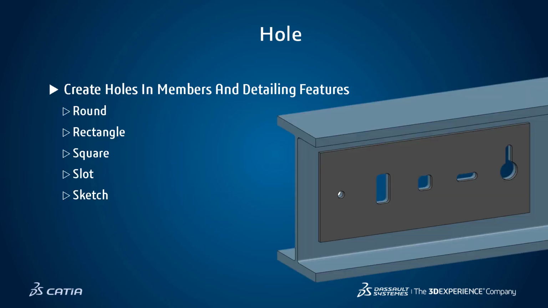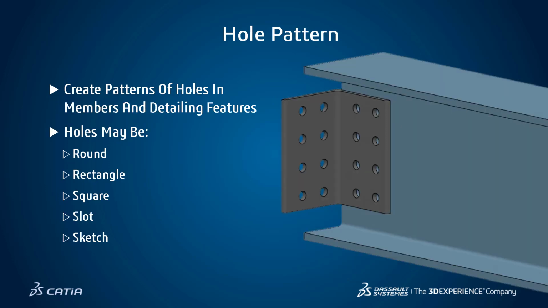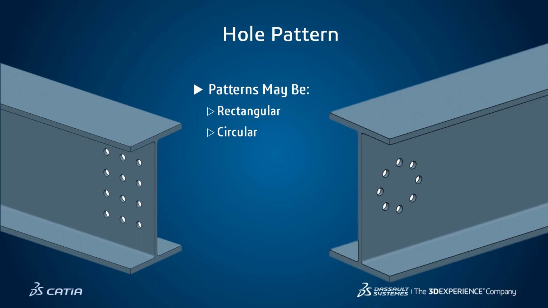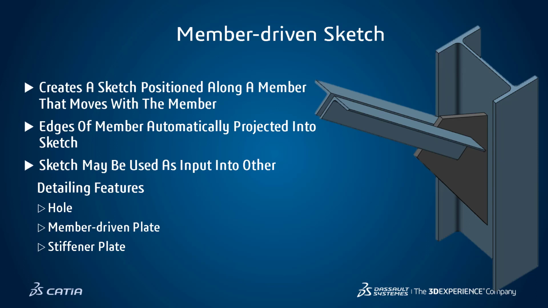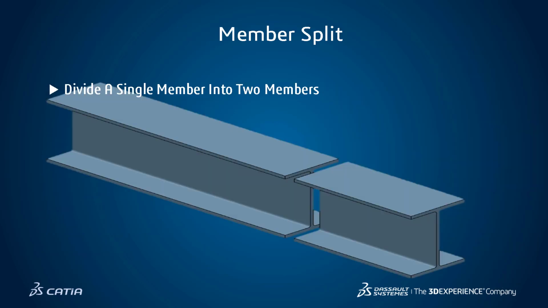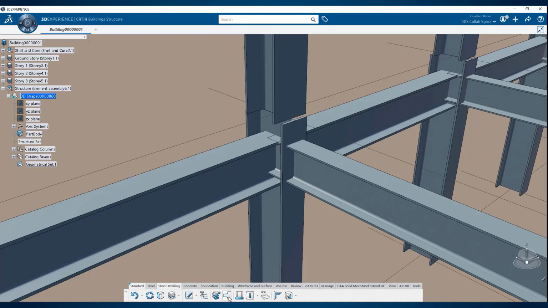There's a new hole feature where you can do different size, shapes, or profiles. You can pattern them with different types of patterns, circular or staggered. And you can control for the flange or the web. A member-driven sketch plate takes a sketch, and you can split these members.